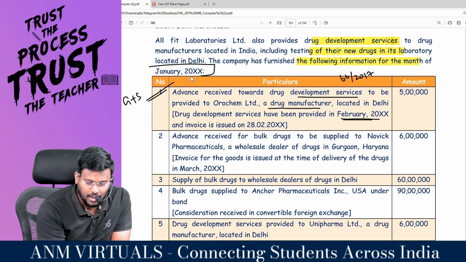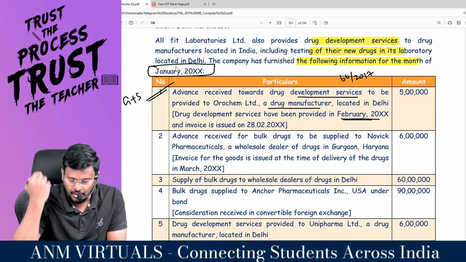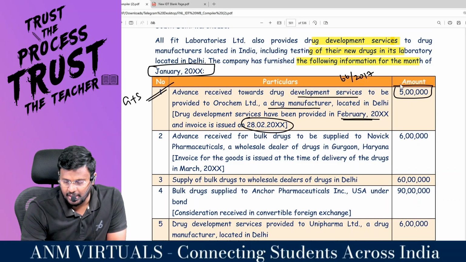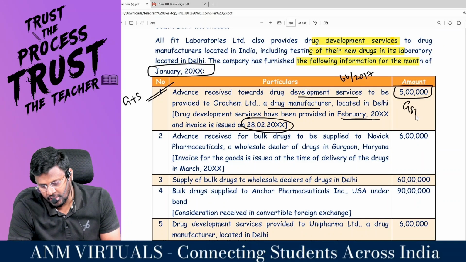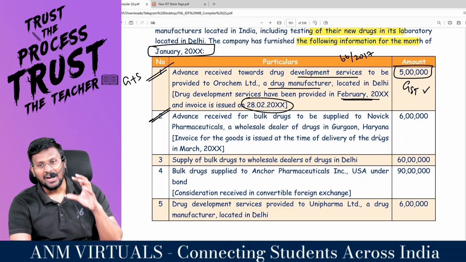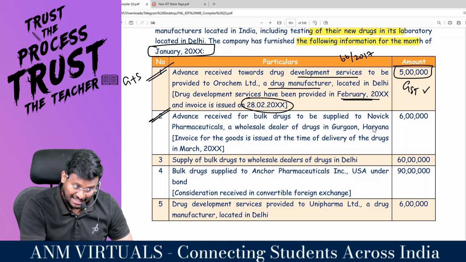Actually, we are calculating for what? January. So next month, they provided the services, and the invoice is issued in the next month itself for this 5 lakh. So for this 5 lakh, GST will not be leviable now. Right, man? Next one. Advance received for bulk drugs.